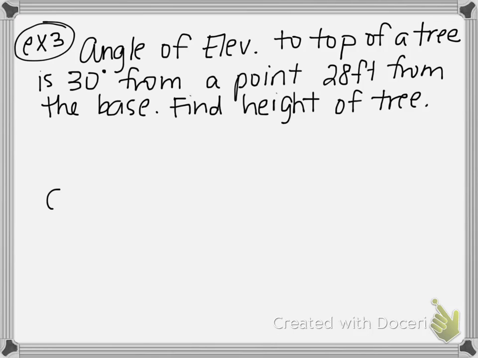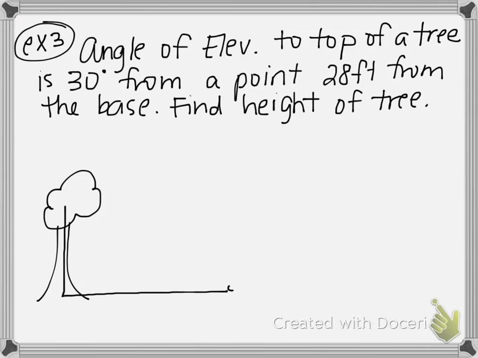Okay, so we have our little tree. We know that the angle of elevation from this point to the top of the tree is 30 degrees, and that's a 90-degree angle. We know this point is 28 feet from the base of the tree. We're trying to find the height of the tree, so we're trying to find x.